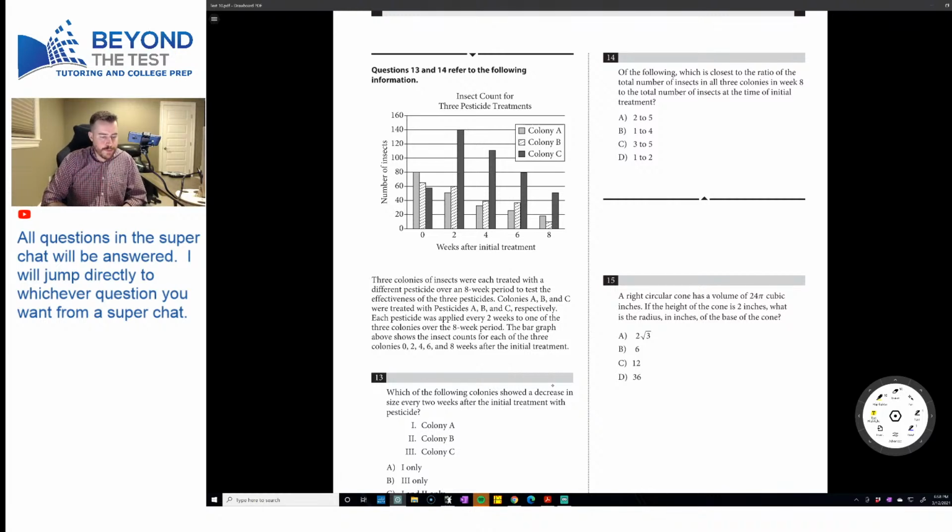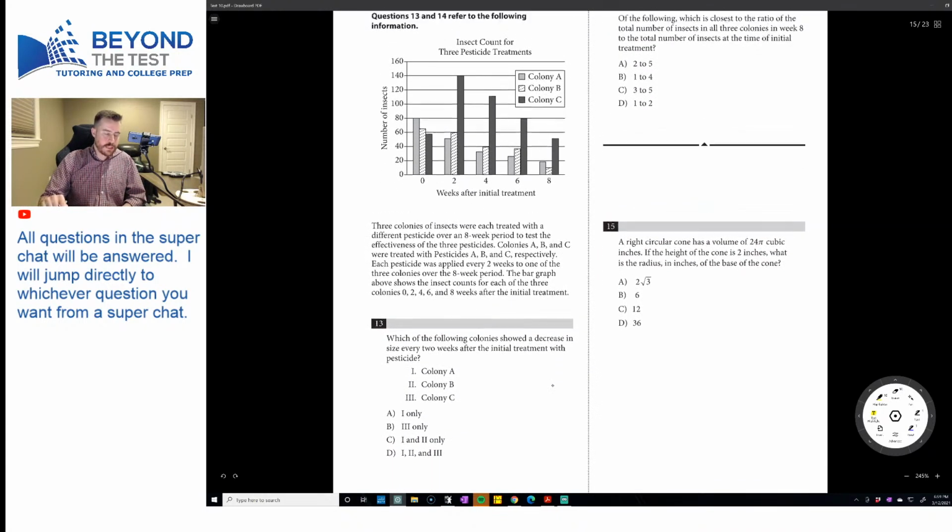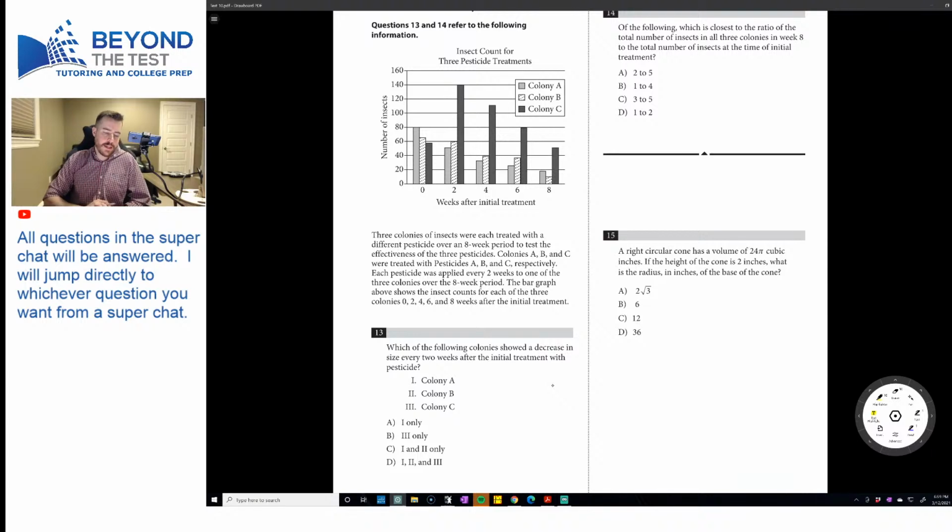The bar graph above shows the insect counts for each of the 3 colonies at 0, 2, 4, 6, and 8 weeks after the initial treatment. Okay, so let's go to question 13. It says, which of the following colonies showed a decrease in size every 2 weeks after the initial treatment of the pesticide? Okay, well, let's take a look.